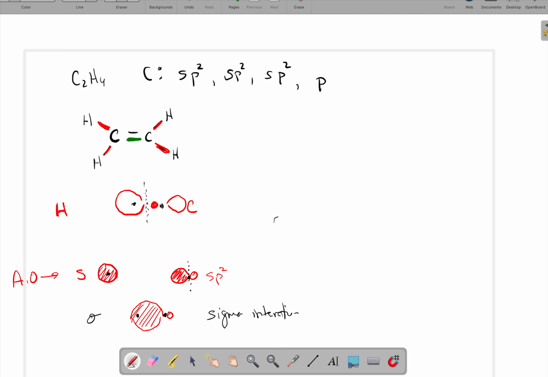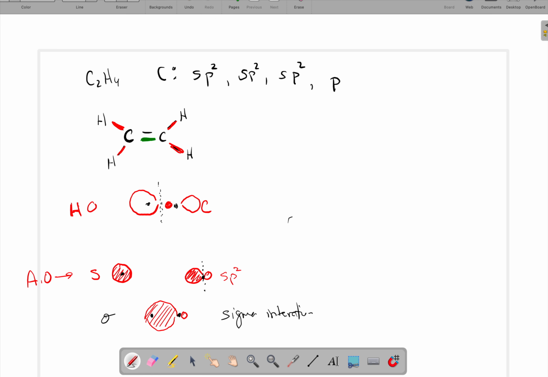Well, what kind of interaction was it? It was sigma. So I want to call it sigma. But I don't want to call it the same sigma as I had down here because they're different interactions, right?